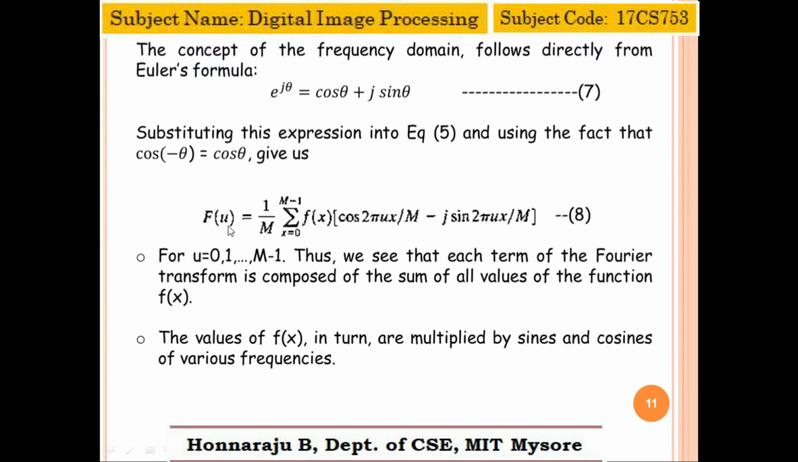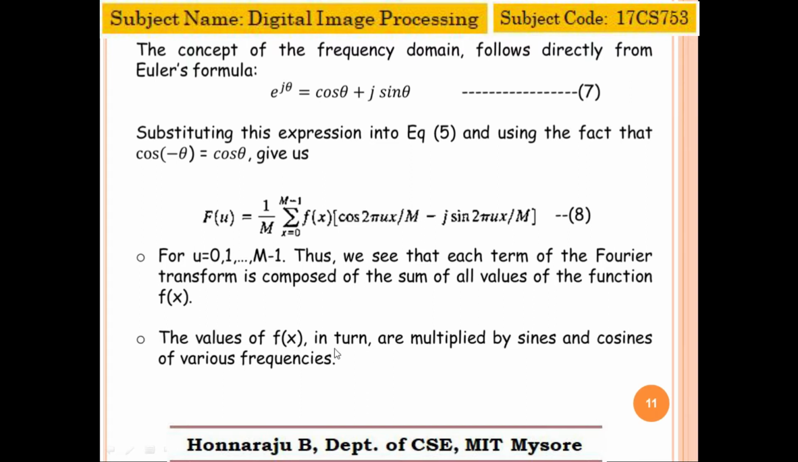gives us F of u is equal to 1 divided by M, summation of x equal to 0 to M minus 1, f of x cos 2 pi ux divided by M minus j sin 2 pi ux divided by M, where u is equal to 0 to M minus 1. Thus we see that each term of the Fourier transform is composed of the sum of all f of x values. Here the summation represents the sum over x values, so all values means 0 to M minus 1.